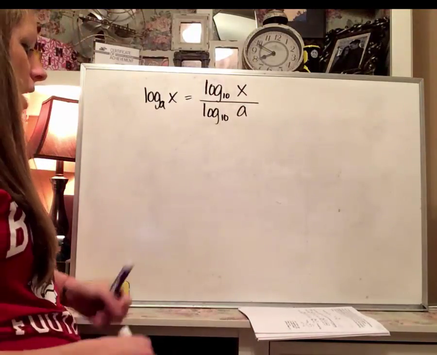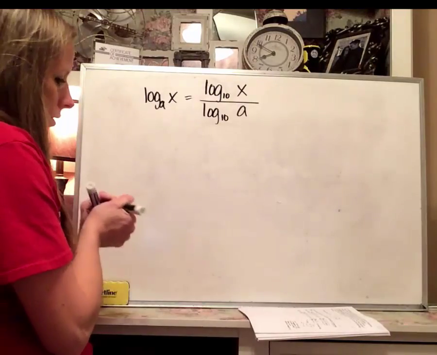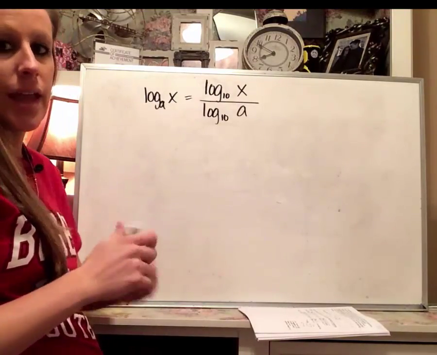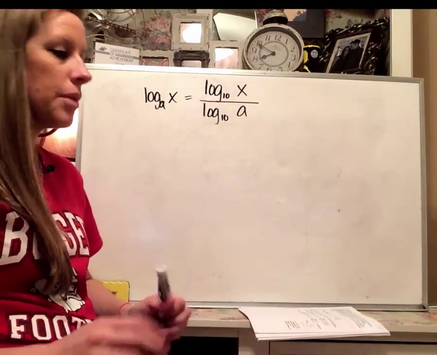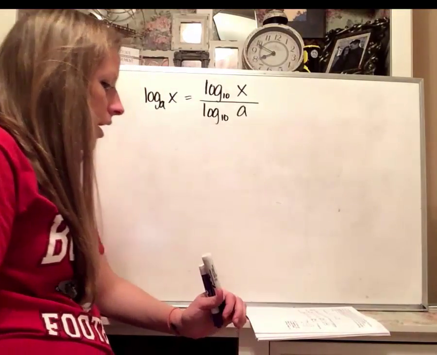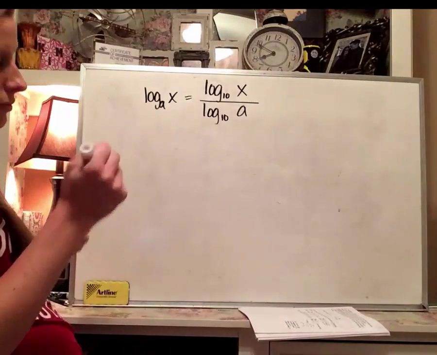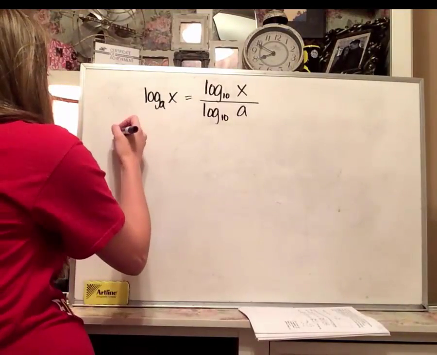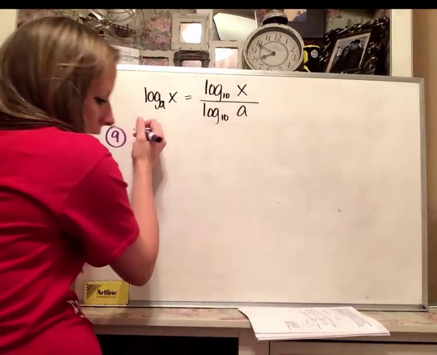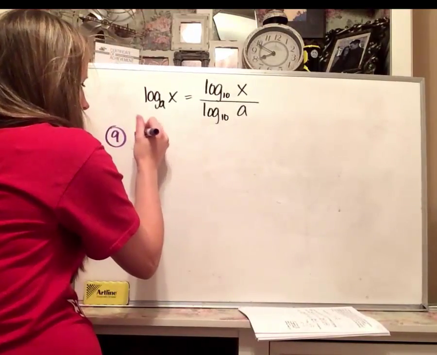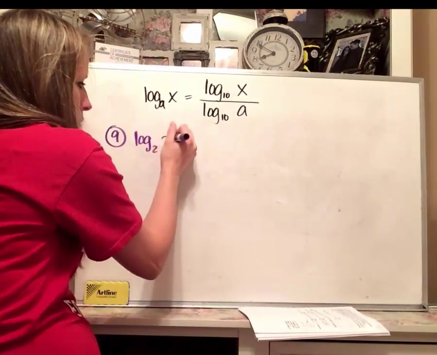So let's try this out. Let's do number 9. We're actually going to get an answer. You'll get a decimal, but you'll actually get an answer in your calculator. And it says we're going to round to 3 decimal places. Okay, so number 9, we have log base 2 of 25.